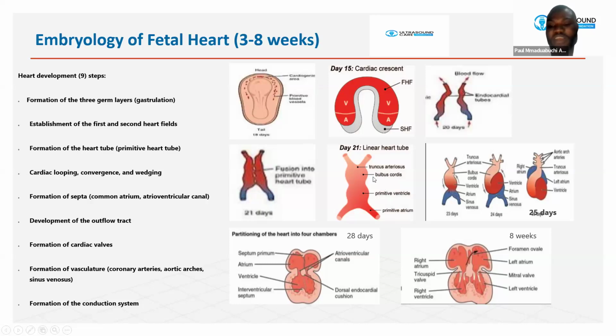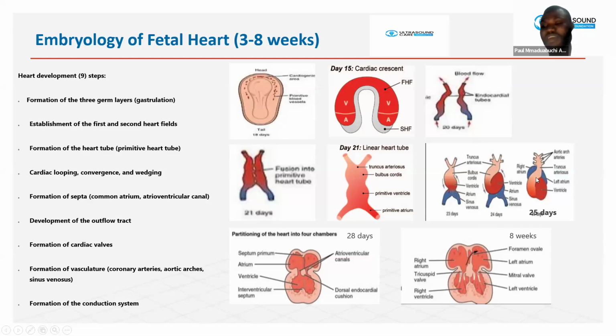So when it gets to day 23, the truncus arteriosus will start developing into the pulmonary truncus and the aortic truncus, while the primitive ventricle will start developing into your right and left ventricles, and the primitive atrium will start developing into your right and left atrium. And also the sinus venosus, like I said earlier, also contributes in the development of the atrium. So when it gets to the 28th, you start having the heart being positioned.